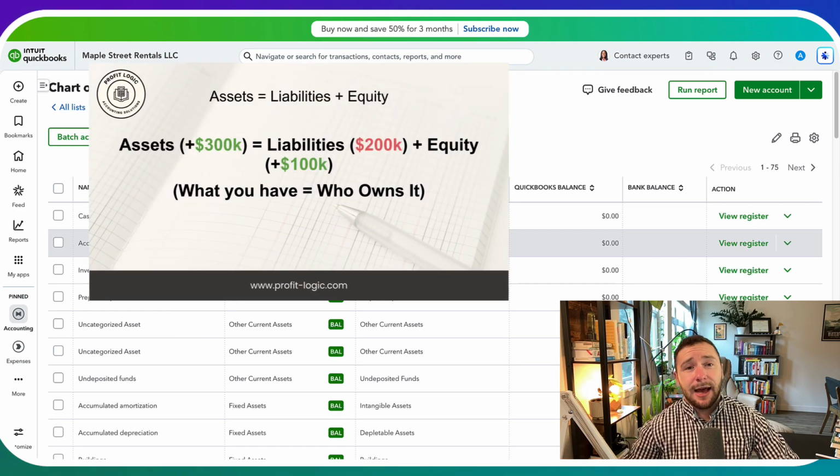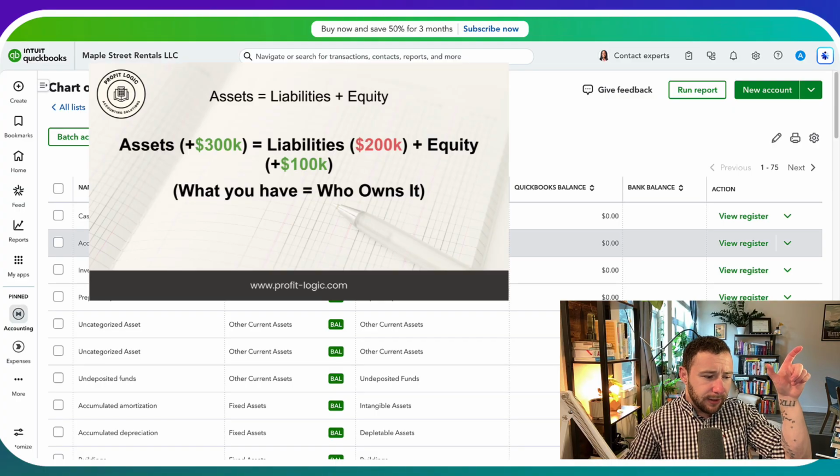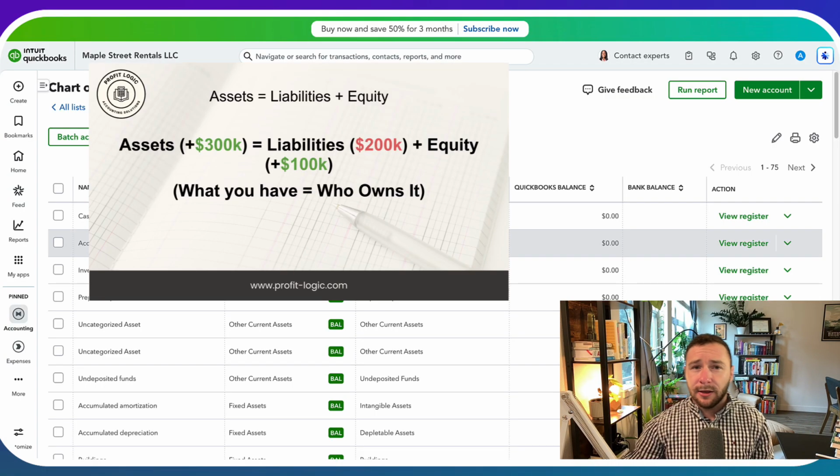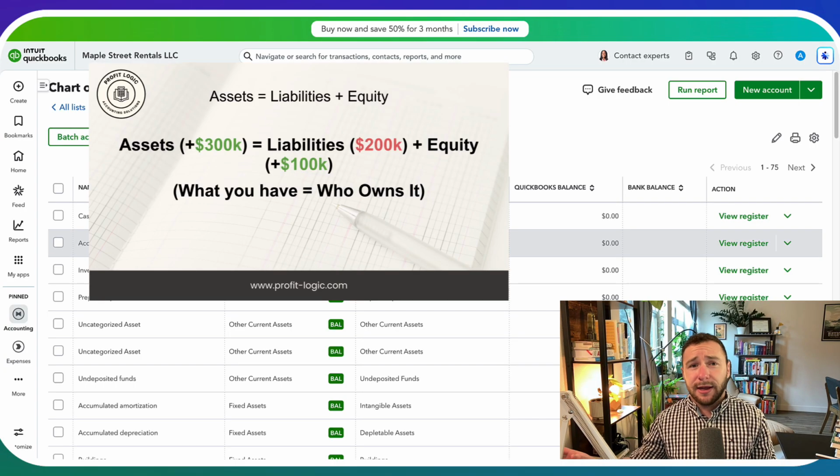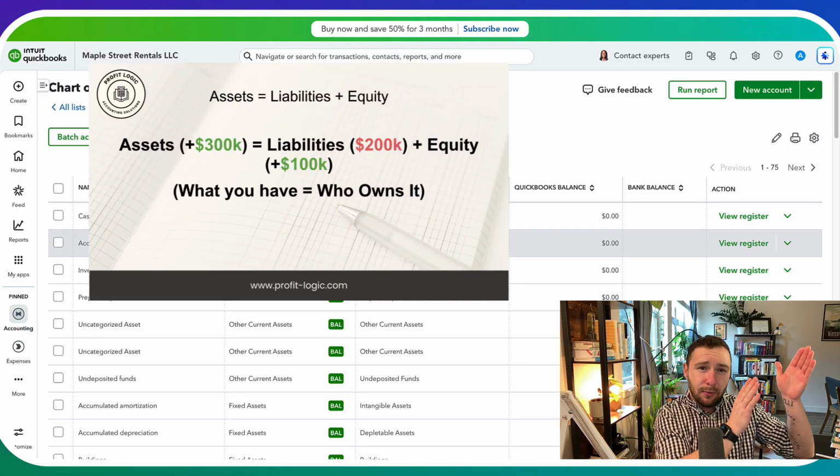Now we can see that even though the business owns $300,000 of this property, $200,000 of it is a liability that needs to be paid to the bank, plus $100,000 that was contributed by the owner. So another way of saying assets equals liabilities plus equity is that what we have equals who owns it.